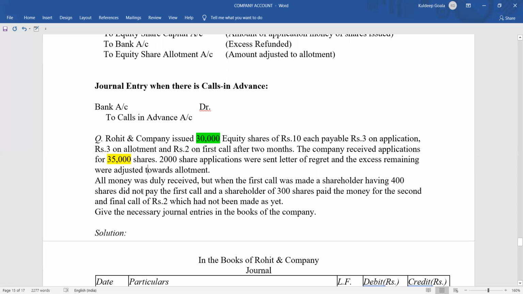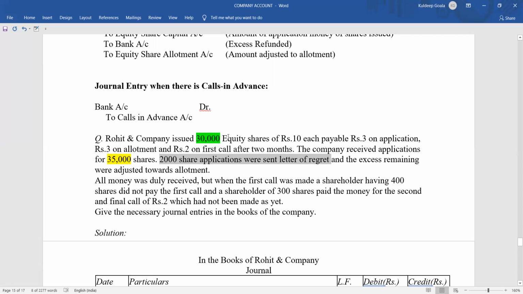So in that case, what will happen? In case of oversubscription, we have to make certain adjustment. Just now we have seen a journal entry for that. After that, what is given? See, the company received applications for 35,000 shares. 2,000 share applications were sent letter of regret, meaning they were rejected. Letter of regret means we rejected them.